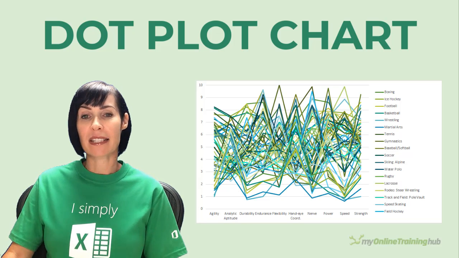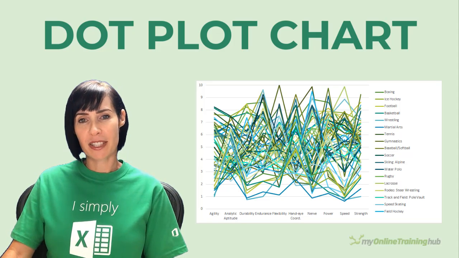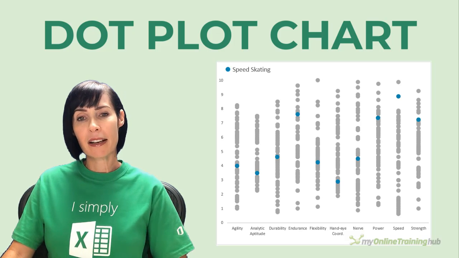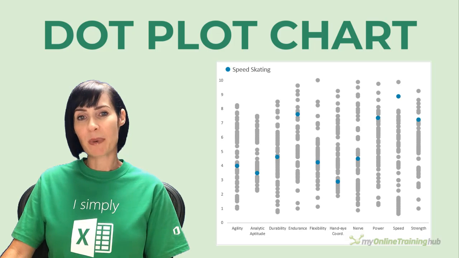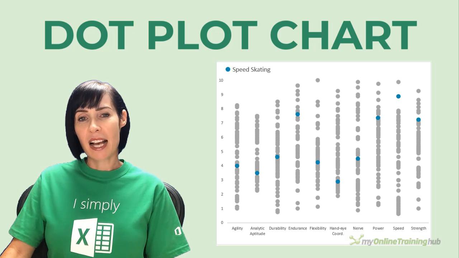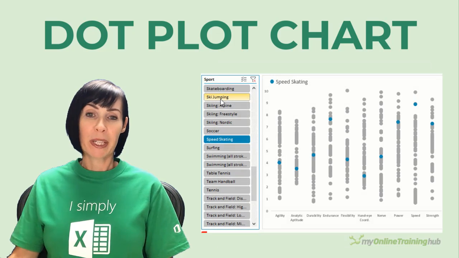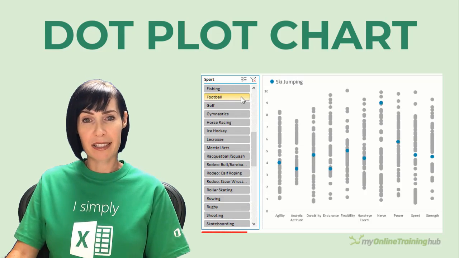When you have a lot of series to display in a chart, you need to decide whether to separate your data into panel charts or sparklines so you can clearly view each series. Or you could focus on just one or two series and let the other series provide context. In the dot plot chart here, we've called out one sport, speed skating, and the other sports show the range and distribution in each skill. We could add a slicer to allow our readers to select the sport they want highlighted in the chart.